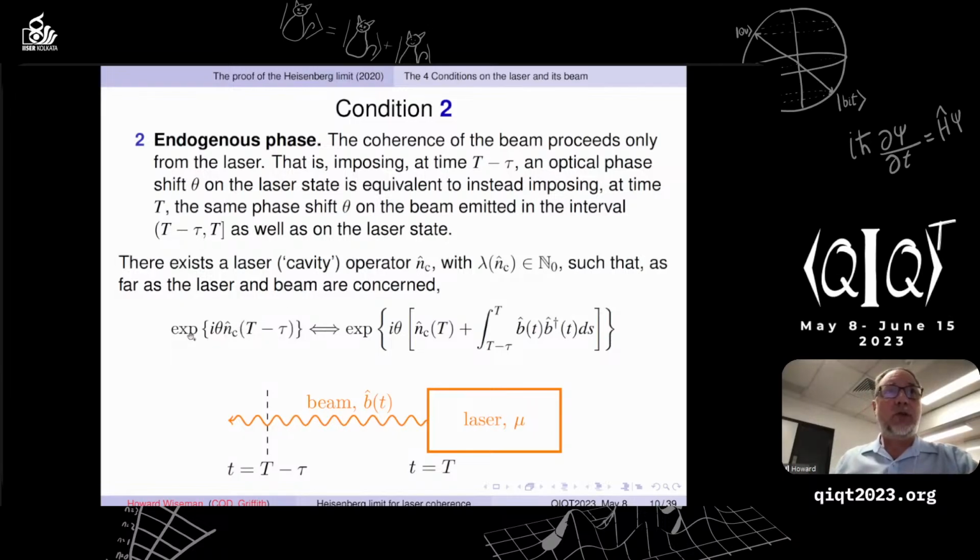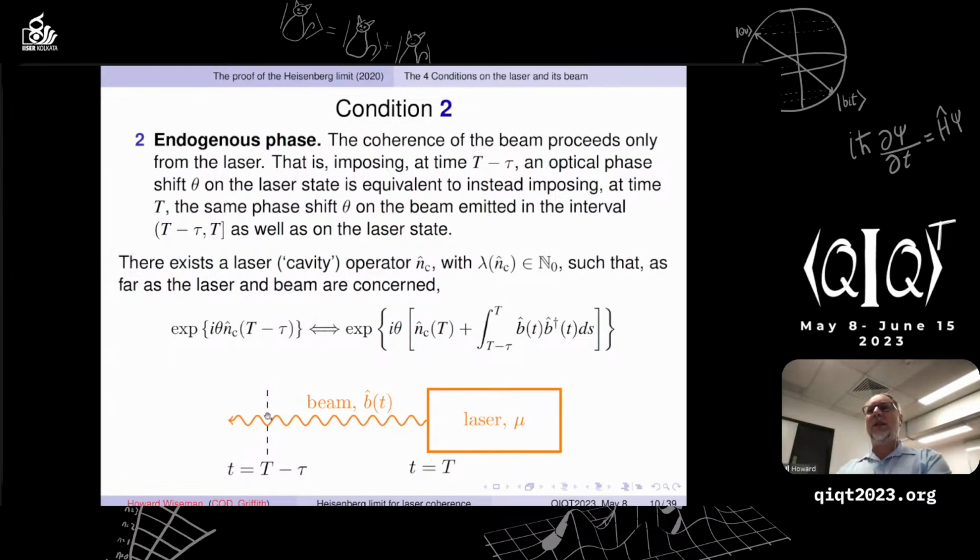To impose a phase shift on the laser at that earlier time, we do this unitary operator. And this condition is saying that that's equivalent to, at a later time, doing the same phase shift on the laser cavity, and then doing the phase shift on the part of the beam that had been emitted in the meantime.